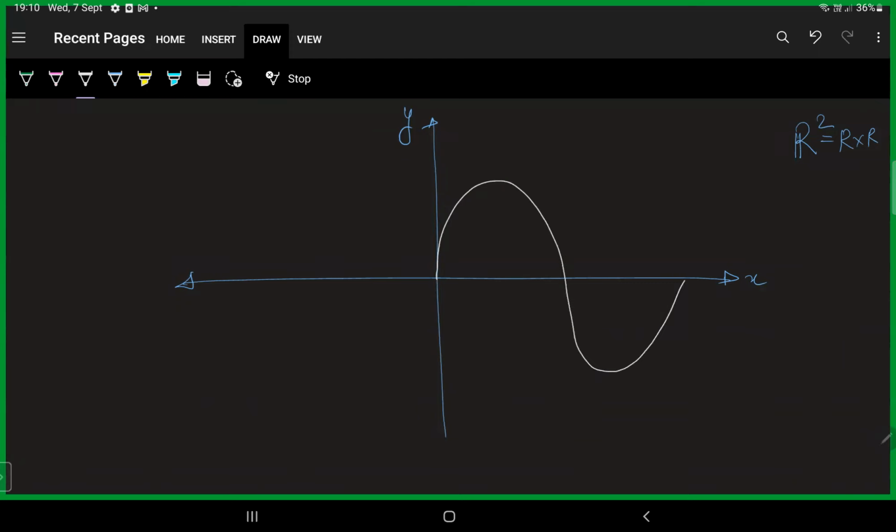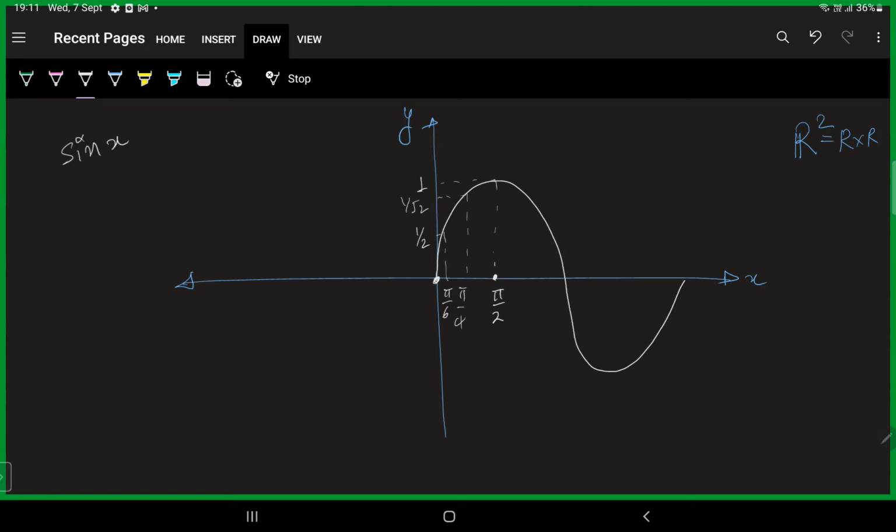Whenever you are drawing sine of x, you know the values from 0 to 90, you only know that much. Sine 0 we know is 0. Sine pi by 2 we know is 1. This much everyone knows. And pi by 4 gives 1 upon root 2. Sine 30 is 1 upon 2, so this is pi by 6, and this is 1 by 2.